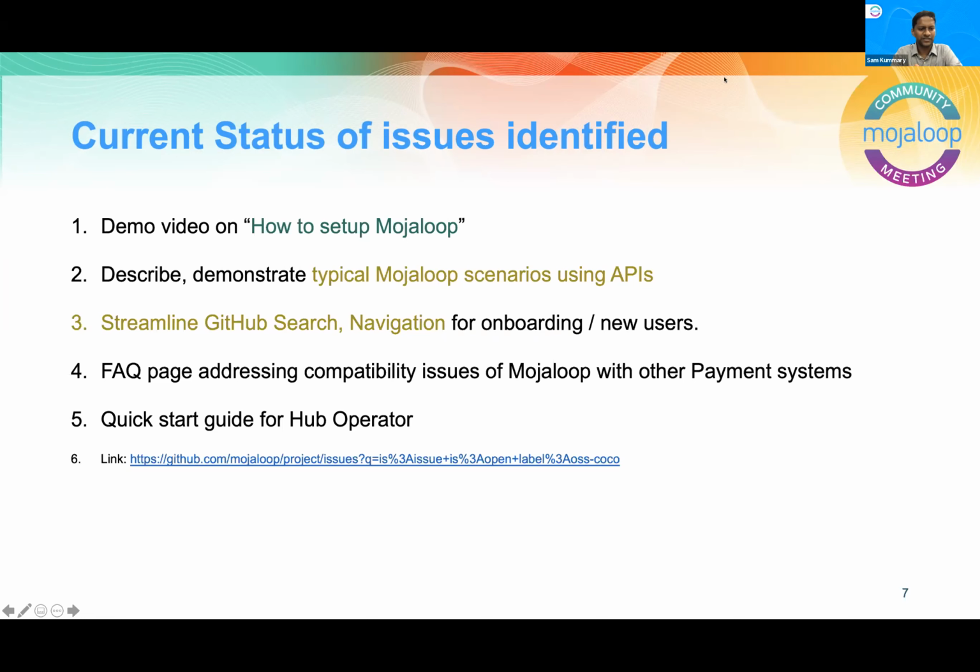So Michael proposed that we have a FAQ page addressing some of the compatibility issues of Mojaloop with other payment systems. For example, if we need these steps in Mojaloop, this is the pattern that the transfer works. And based on our experience so far, what we've seen, it will be good to have an FAQ page so that every DFSP trying to integrate with the Mojaloop system doesn't have to reinvent the wheel. I think that will be very useful. We'll work in the next PI on that. And then a quick start guide for hub operator.